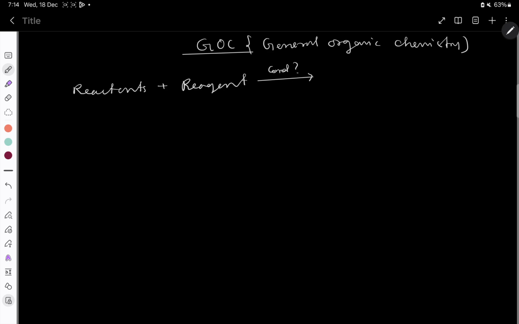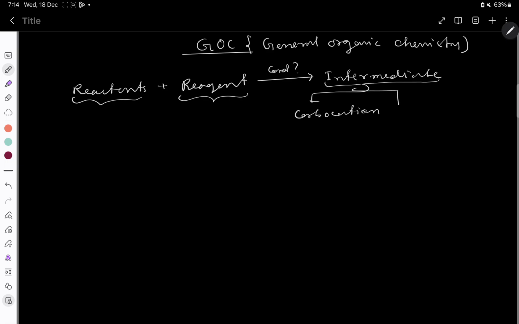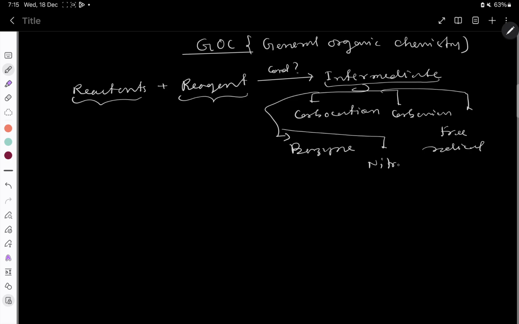Some conditions are used here. This may be low temperature, this may be high temperature. So here the reagent and the reactant react with each other. This will first form intermediates. This intermediate may be classified as carbocation, carbanion, free radical, benzyne, nitrene, and so on.